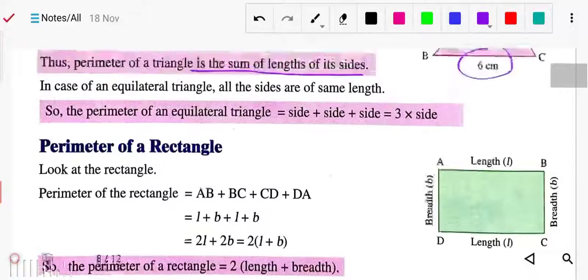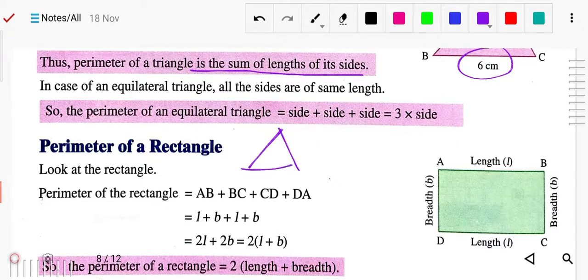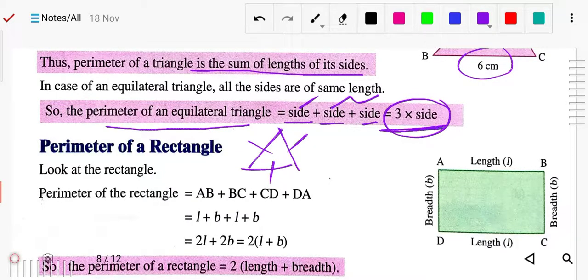So the perimeter of an equilateral triangle. An equilateral triangle is a triangle whose all three sides are equal, so side plus side plus side, which we can also write as 3 into side. Because all three sides are equal, instead of adding three times, it is better to multiply by 3. So the perimeter of an equilateral triangle is 3 into side.